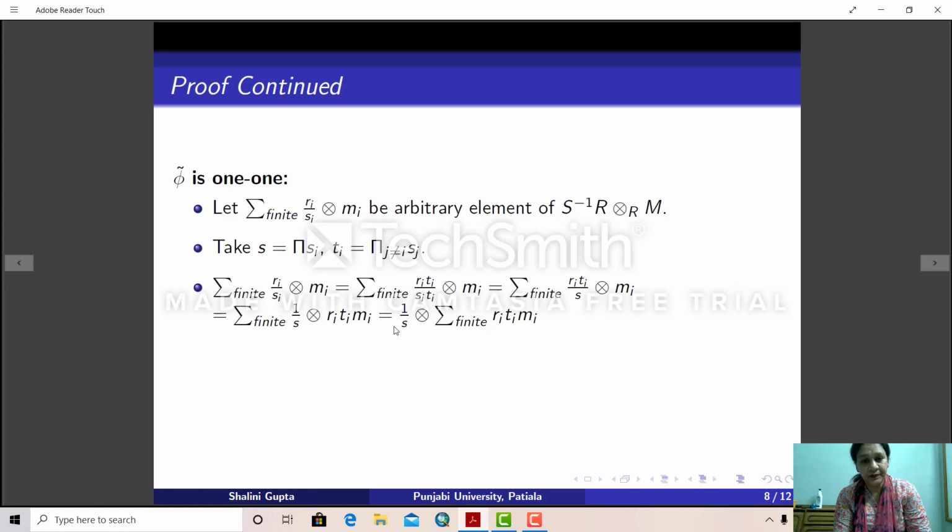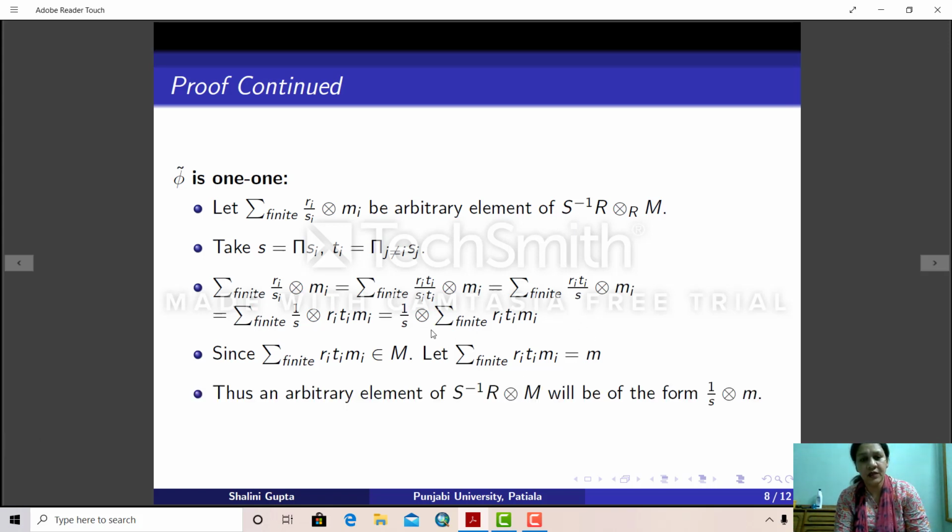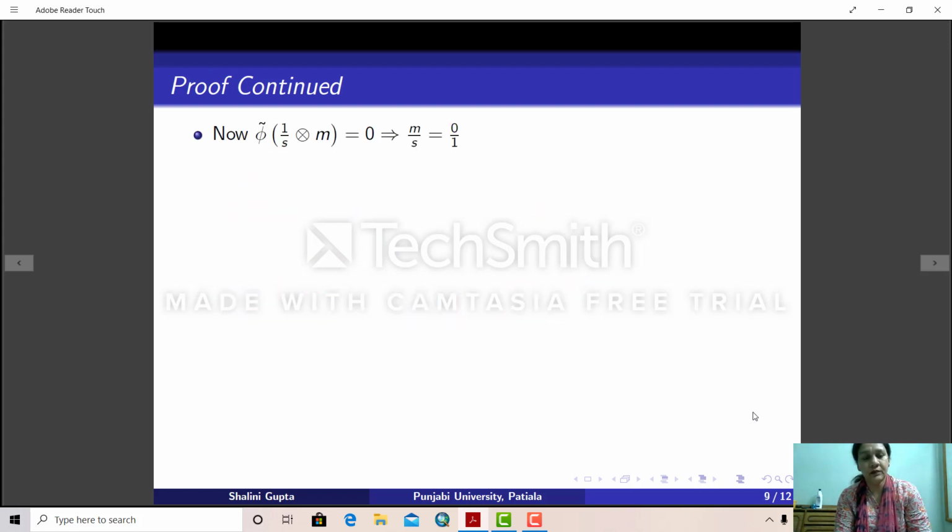So this will be equal to 1/s tensor the summation of riti mi by the property of tensor product. So this is again an element of M. If we take this sum to be m, then this element becomes 1/s tensor m. So thus we have shown that an arbitrary element of this tensor product looks like 1/s tensor m. Now, we take an arbitrary element in that tensor product to be in the kernel of phi tilde. So let that element be 1/s tensor m.